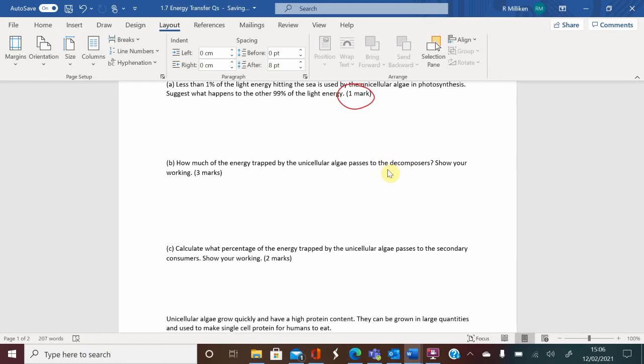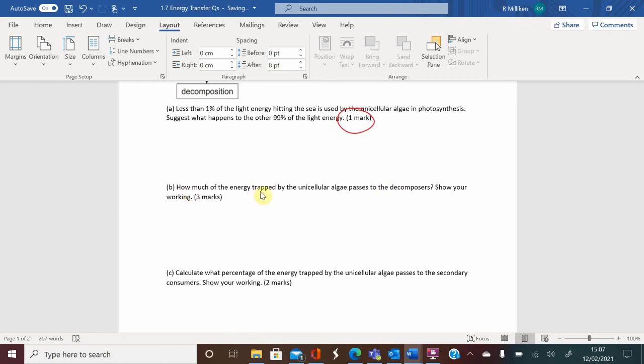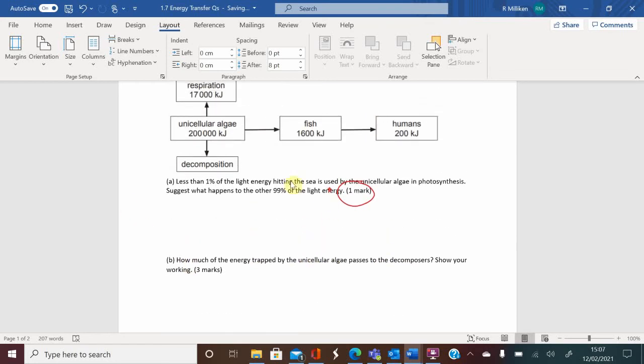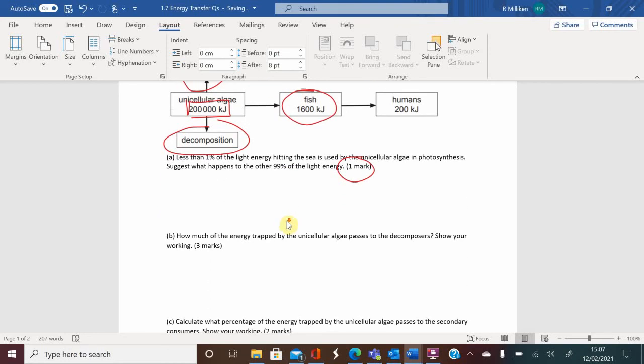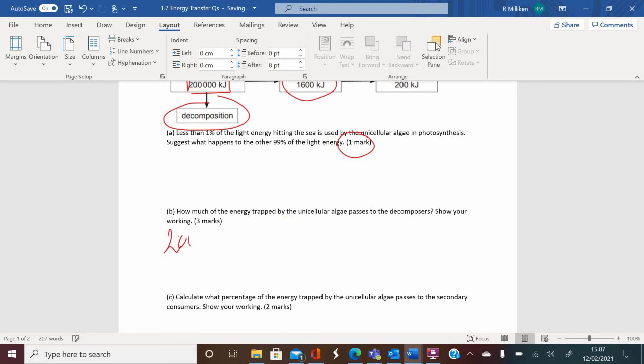The mathematical ones, though, I think are posing a little bit of difficulty. B: how much energy trapped by the algae passes to decomposers? What you're asked is how much is here, from the 200,000 that is absorbed. So you need to work out what's lost in other ways. Respiration up here loses 17,000, but also 1,600 is passed on to fish. So the short sum is your 200,000, take away your 17,000 for respiration, take away your 1,600. If you do that, you get an answer of 181,400, and of course a unit.